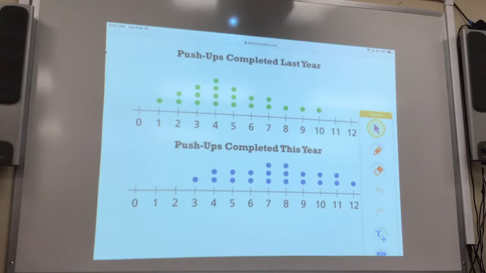Okay, same kind of idea, but this time it's push-ups last year versus push-ups this year. There's a lot more push-ups this year. So same kids, same amount of dots, but what can you infer? Let me ask you some specific questions. What is the mode of last year? Carolyn? What is the mode of this year? Mateo? 7.5. Oh, it's actually 7 and 8. Mode, you would say both of them.